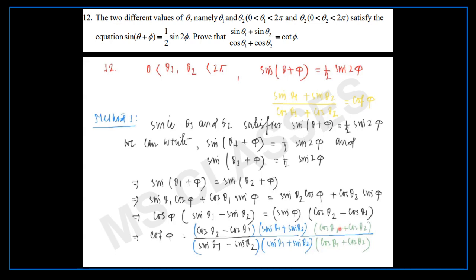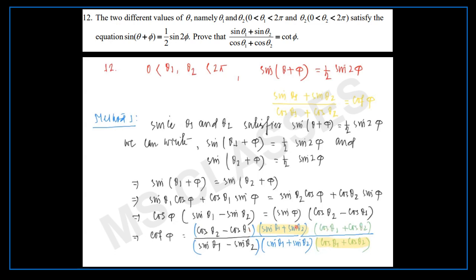Now, ultimately, we need to keep this one unchanged, the numerator, and this one unchanged, the denominator. Fine. We will not touch these two. Now, if we do not touch these two, we'll keep it as it is. So after that, what are we left with? Cos theta 2 minus cos theta 1 into cos theta 2 plus cos theta 1. That is A minus B into A plus B.